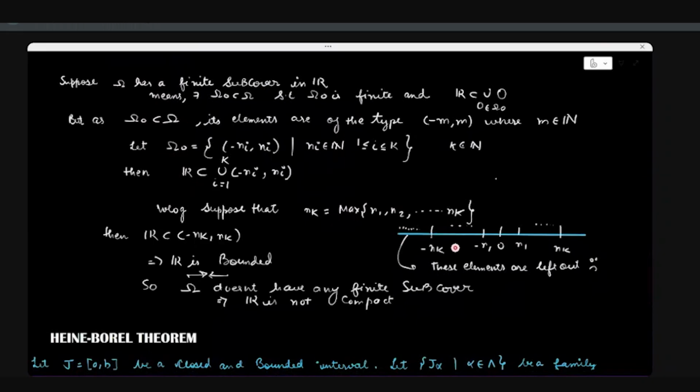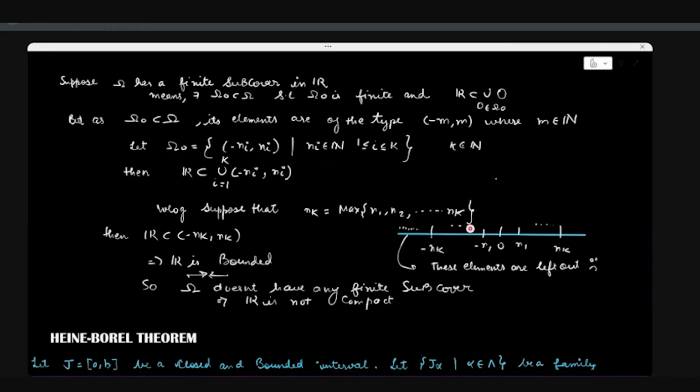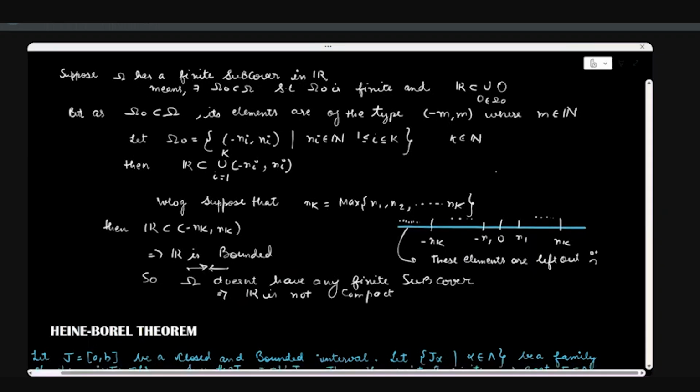Now see from the diagram that if we pick the maximum natural number from n1, n2, up to nk, say n_k1 is the maximum one, then it will essentially contain all the intervals of the type (-n_i, n_i). That will imply that the reals are contained in the interval (-n_k1, n_k1). The reals are contained in an open bounded interval, but this implies that the reals are bounded. But we all know that the reals are not bounded. So this is a contradiction and what we assumed is wrong. So the open cover omega of the reals doesn't have a finite subcover. This means the reals are not compact.